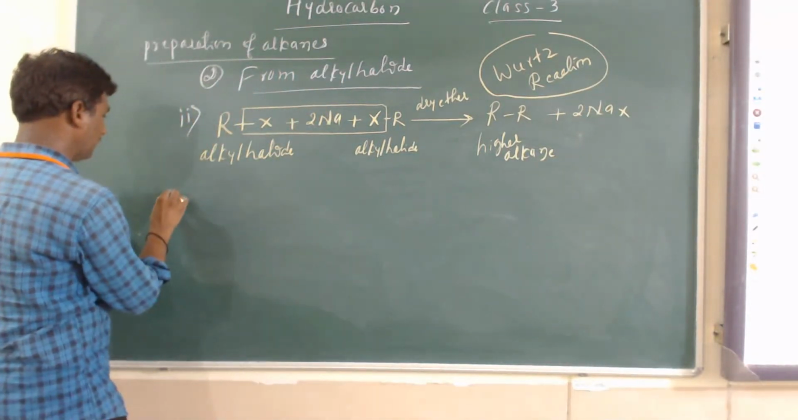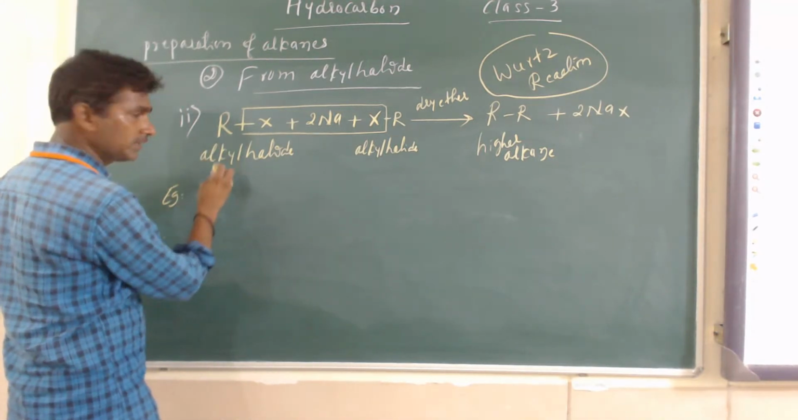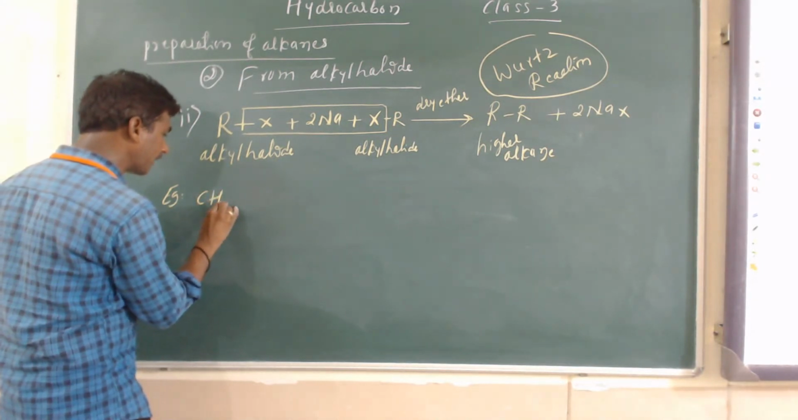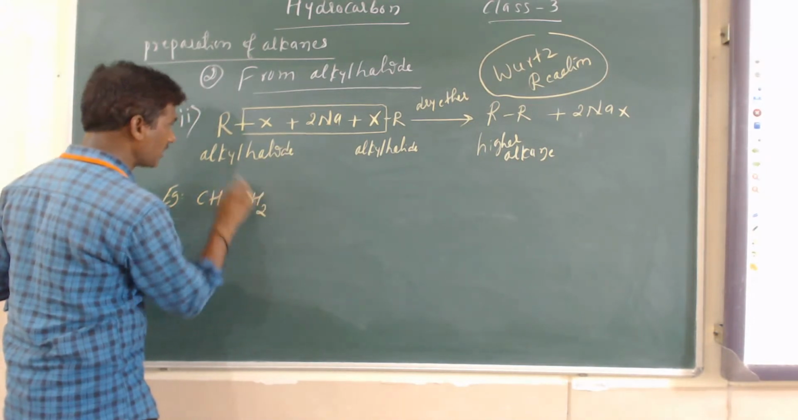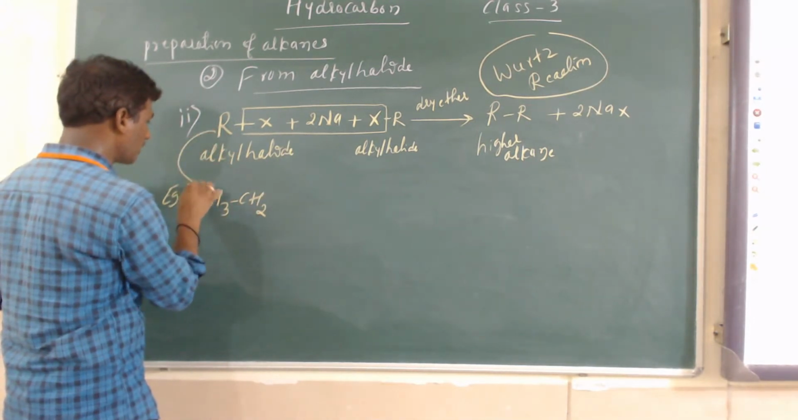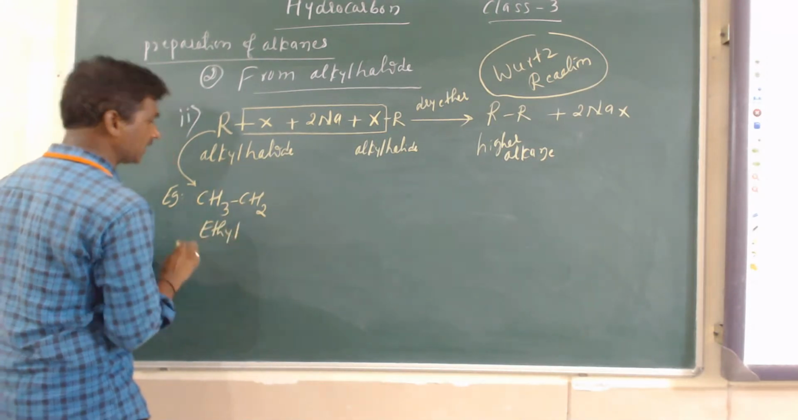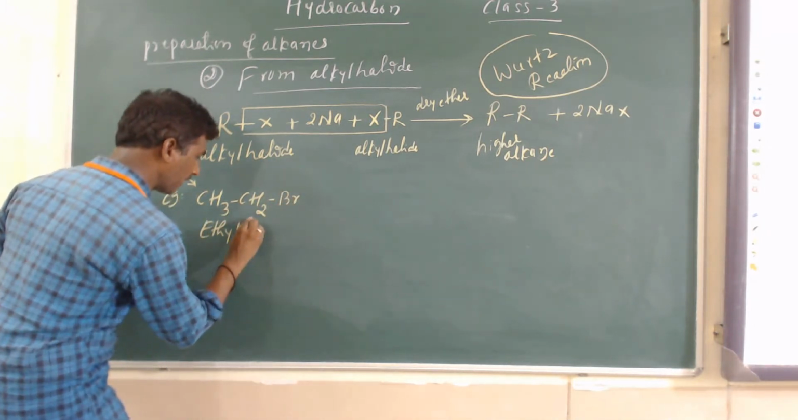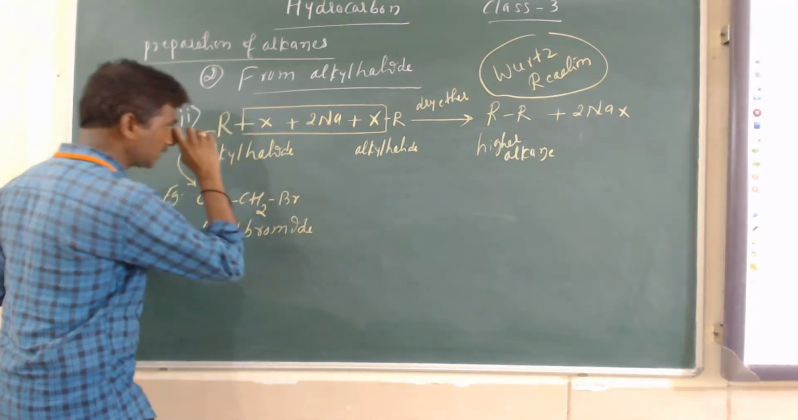Next is the example. What is this R? R is an alkyl group. One alkyl group I can take is CH3CH2. This CH3CH2 is called ethyl. Now X I can take as Br. So it is ethyl bromide.